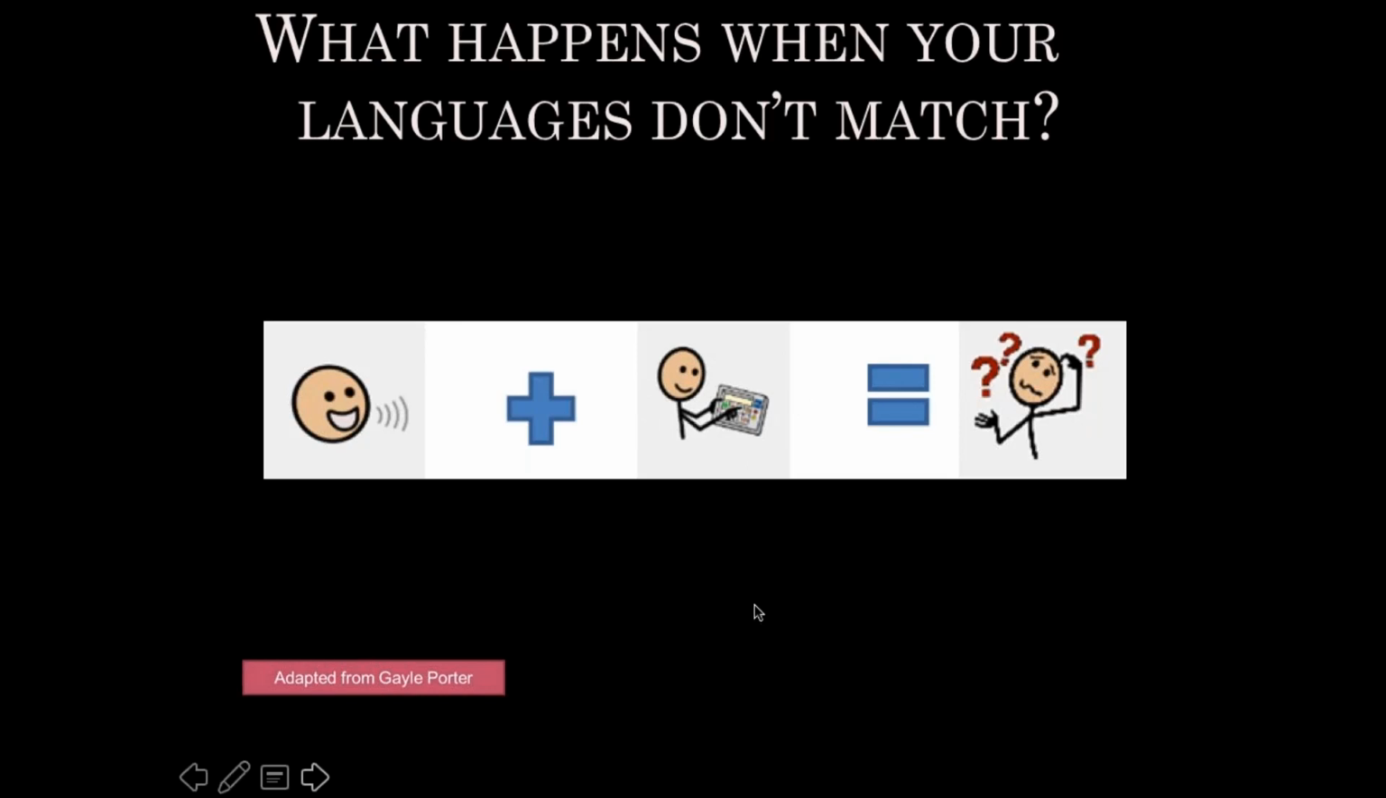Okay. So this is what happens with kids on communication devices. We have usually an adult that's verbally speaking as the first part of the equation. And then we have a child trying to use a communication device and express themselves with that. And it leads to a lot of confusion. And really, it's simple. They're not speaking the same language.